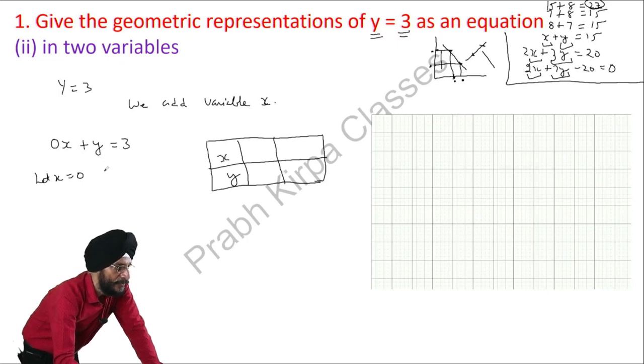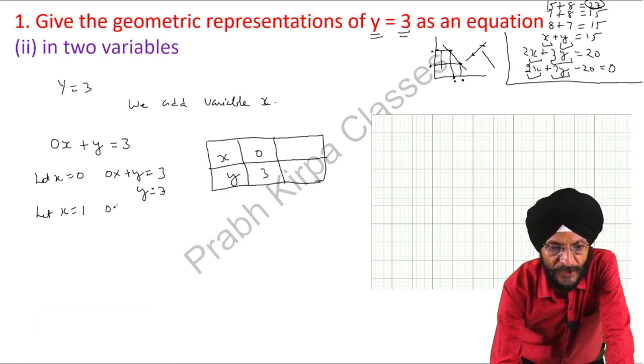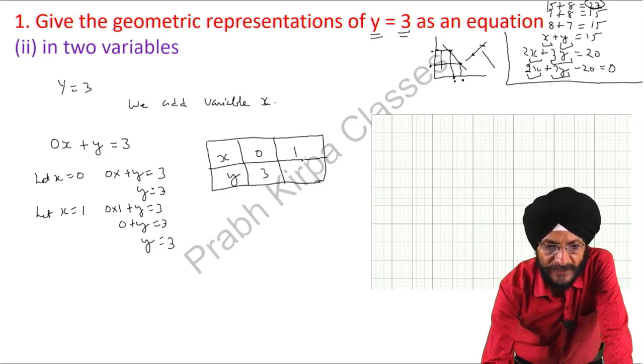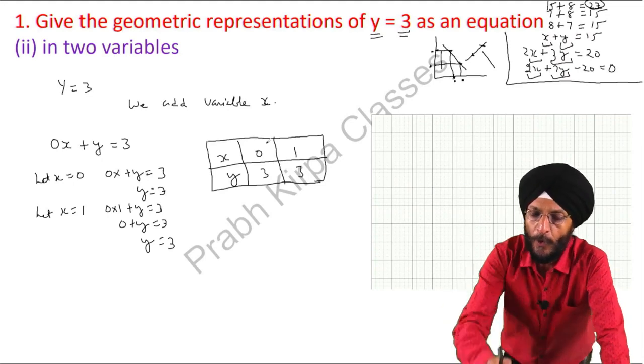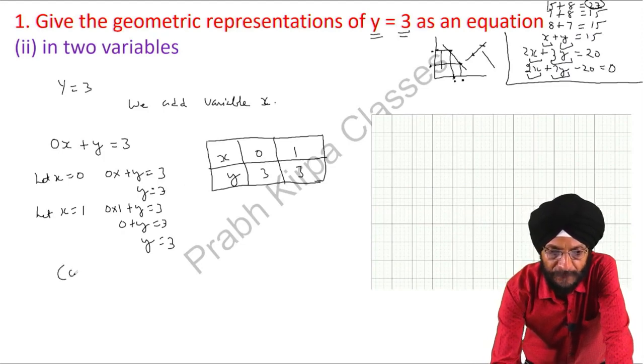When x is equal to 0, then what will happen? 0x plus y is equal to 3, that is y is equal to 3. Now let x is equal to 1, then what will happen? 0 into 1 plus y is equal to 3, then it will be again 0 plus y is equal to 3, y is equal to 3. So x is equal to 1, y is equal to 3. We will now form the graph on the basis of these two solutions.